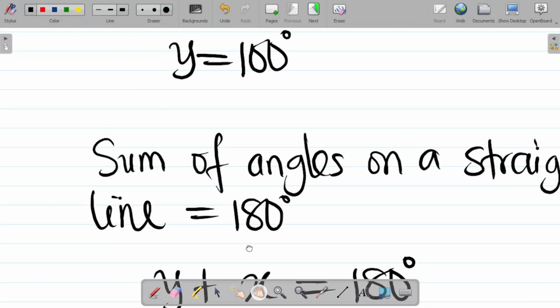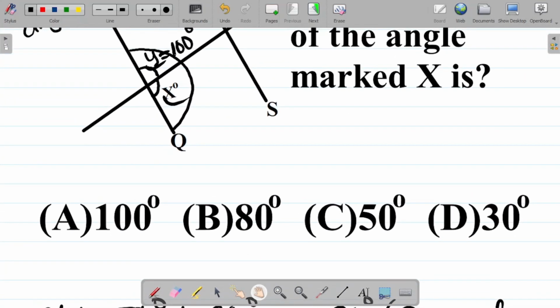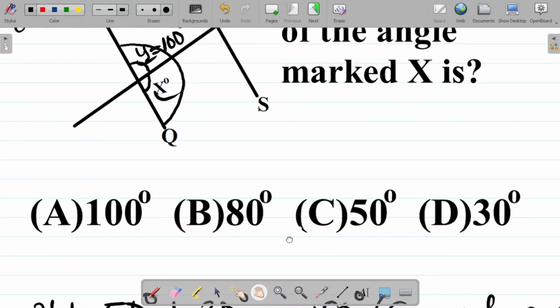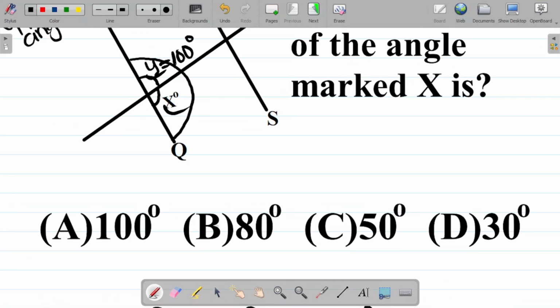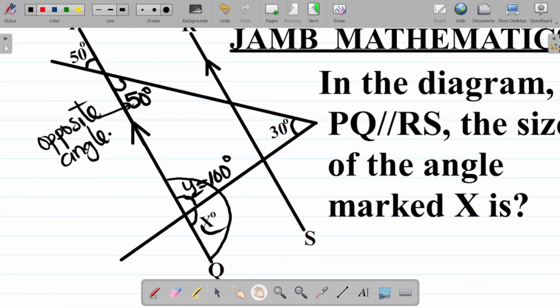So that means in this question, if you go back to the options, you have option A 100 degrees, option B 80 degrees, option C 50 degrees, option D 30 degrees. The answer here is option B, 80 degrees. That becomes the answer to this question. So basically, this is how we can solve this question.